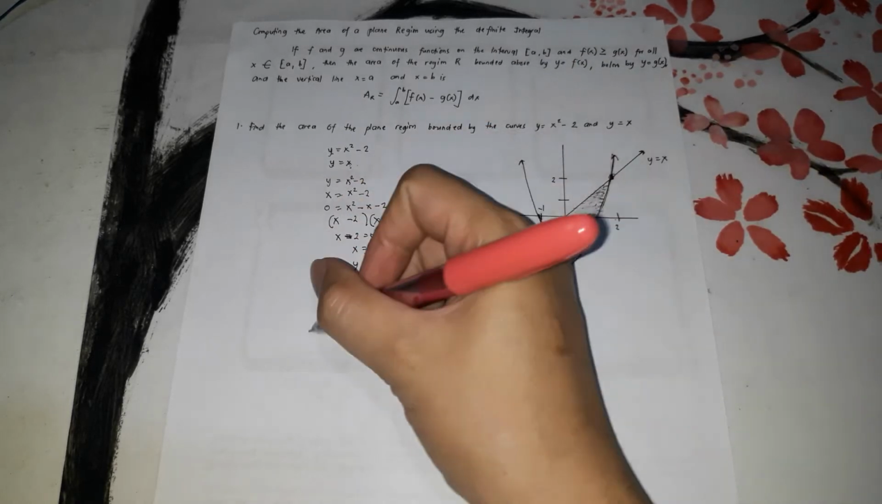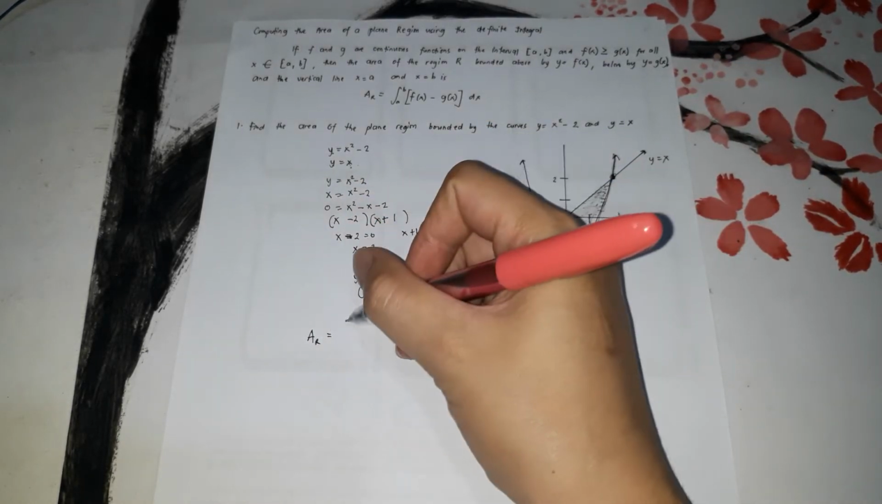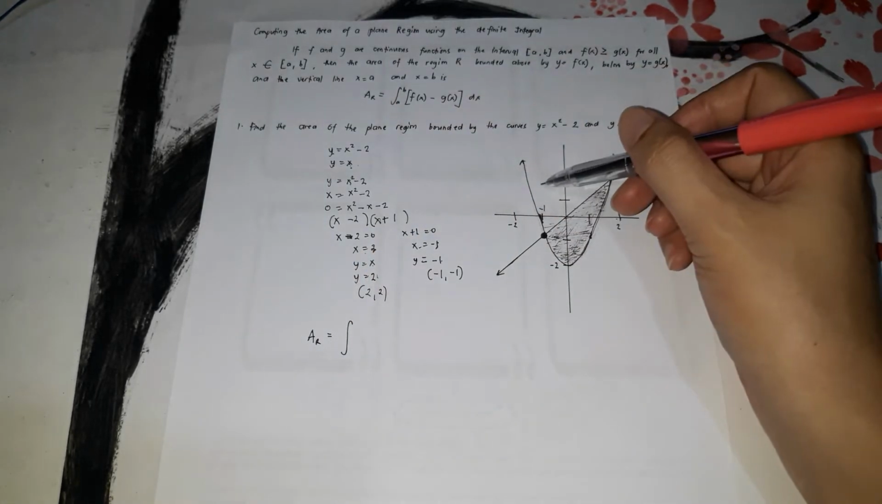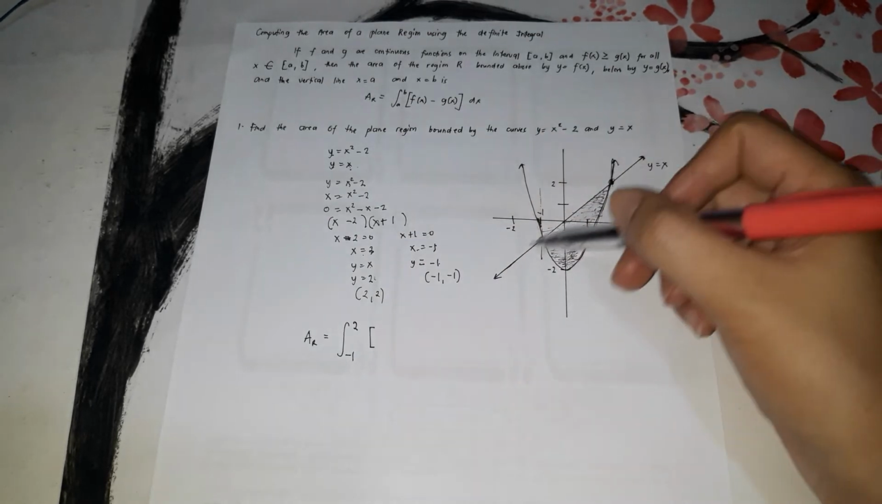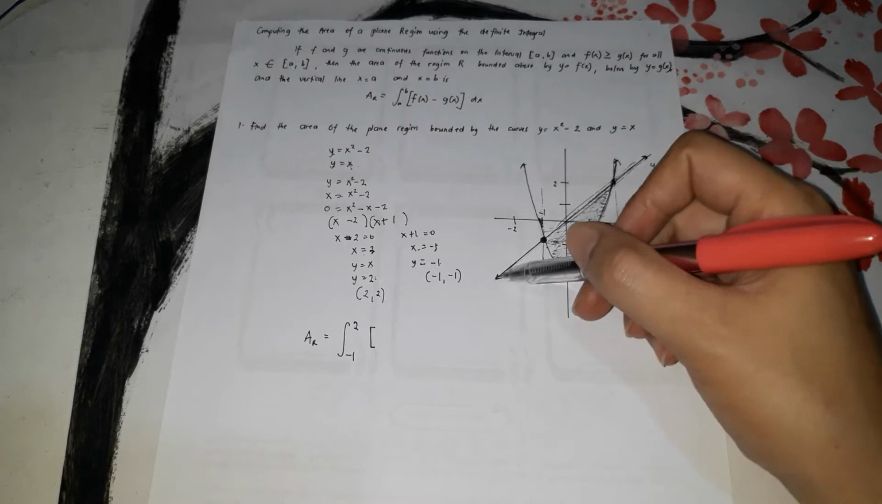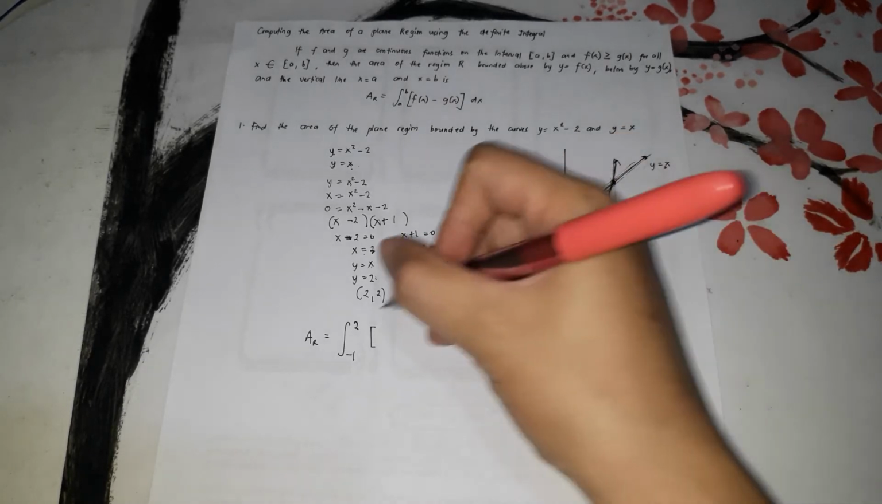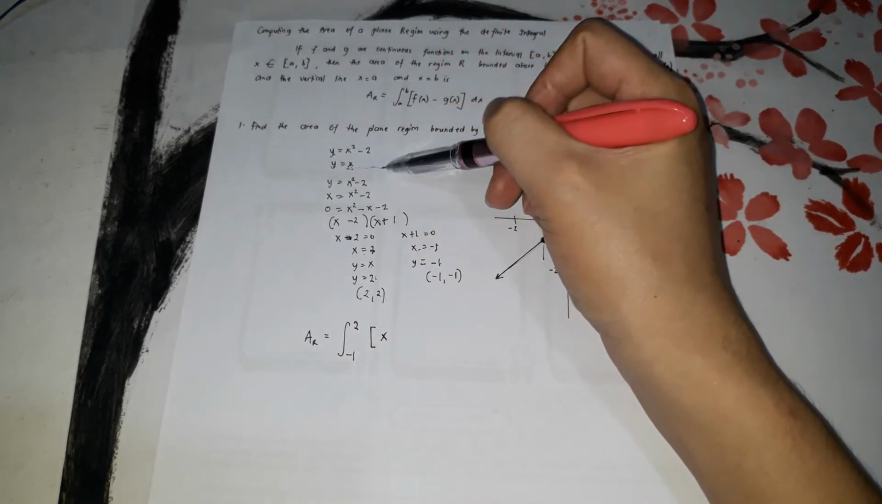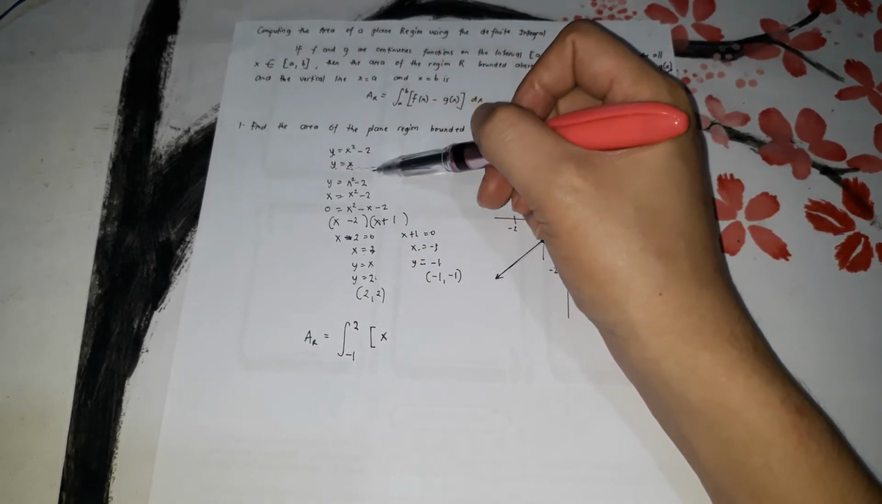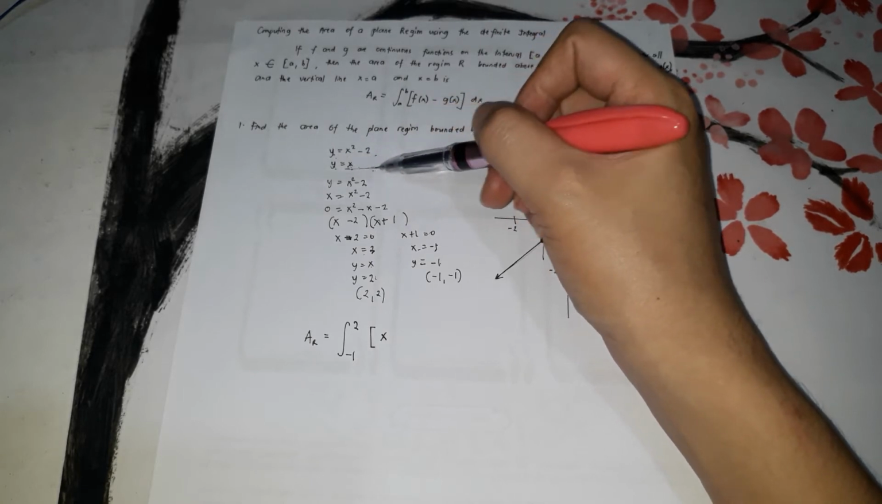What we'll do is use this formula. The area of the region is equal to the integral from negative 1 to positive 2. Then you take the equation on top. The first equation is the one on top, which is y equals x. Just take the right side only. It should be y equals blank, and you just copy the right side.